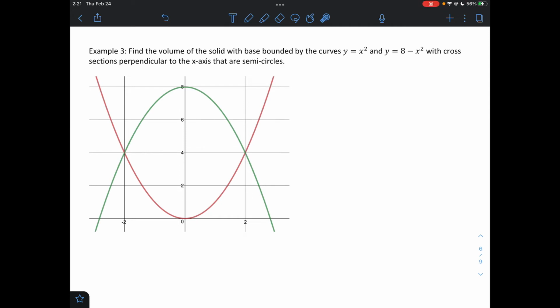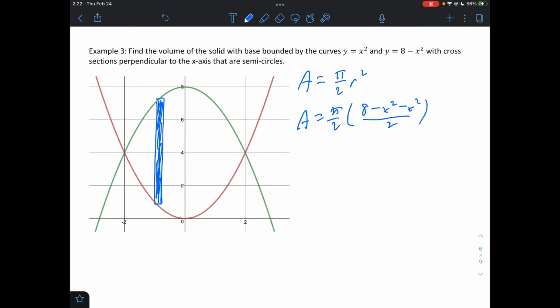Find the volume of the solid whose base is bounded by those curves shown, with cross sections perpendicular to the x-axis that are semicircles. So perpendicular to the x-axis, semicircles coming out of them. Okay? So we need for the semicircle to be pi over 2 r squared. So it'd be pi over 2. The radius would be half of this height there. So it'd be (8 minus x squared) over 2. That would be our radius.